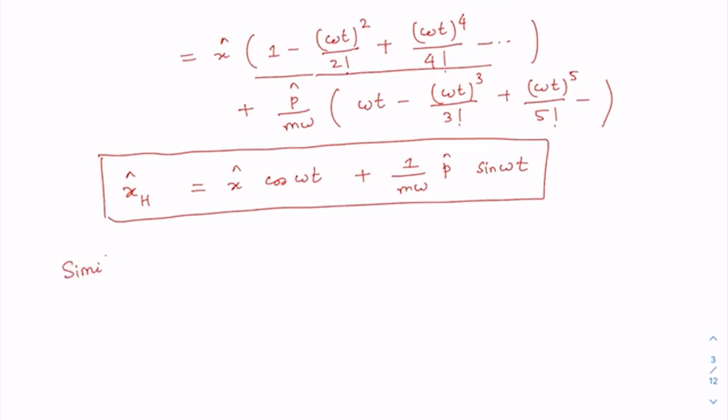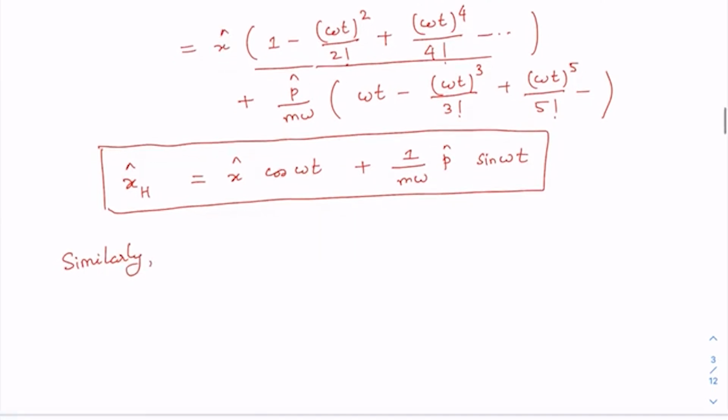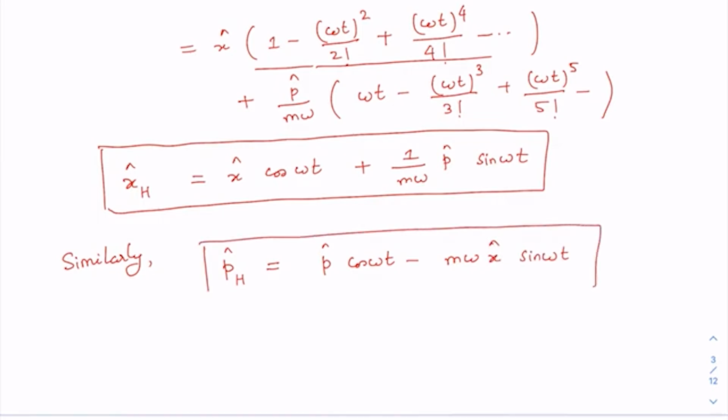Similarly, exactly following the way I have done it, you can work out the Heisenberg representation for the momentum operator, and you will get it as p cos omega t, please do verify it yourself, minus m omega x cap sine omega t. Right, so this is the Heisenberg representation for the momentum operator.